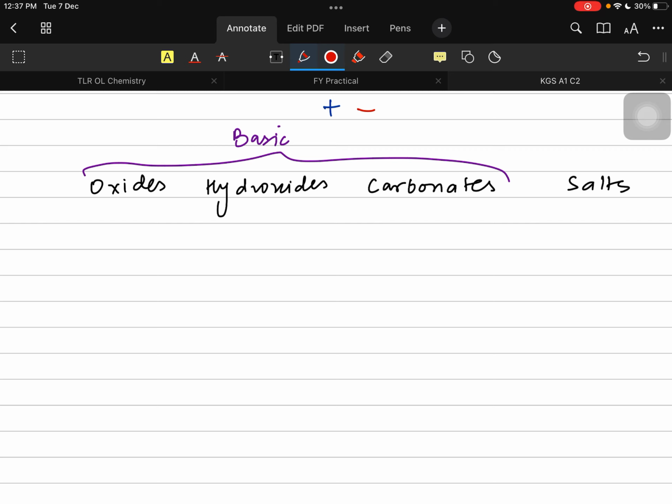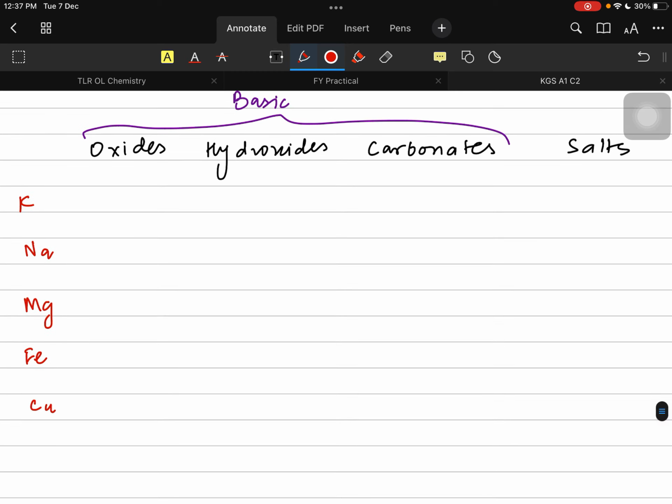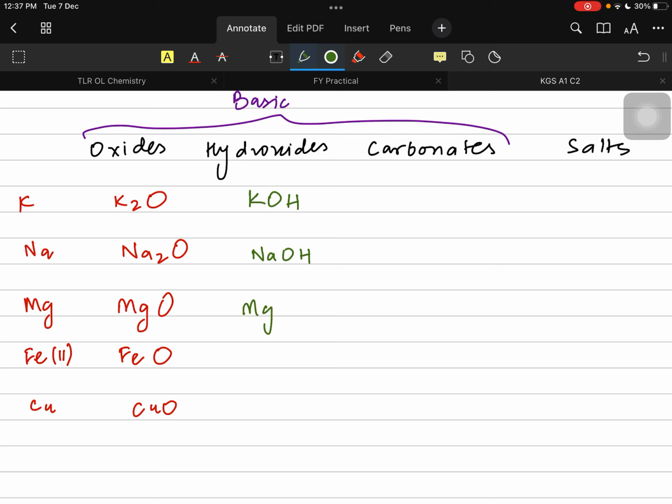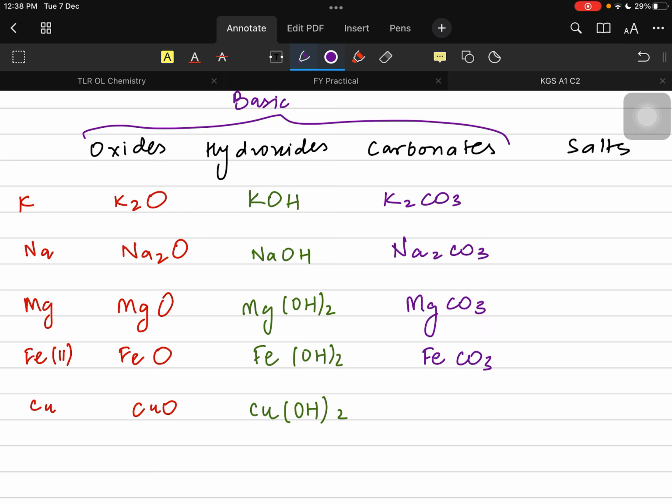For example, I'm taking 5 metals for example: potassium, sodium, magnesium, let's suppose iron, copper. So for example, potassium oxide is K2O, sodium oxide is Na2O, magnesium oxide, iron 2 oxide, because iron has a possibility of making +2 and +3 charges, copper oxide. They're all basic in nature. Similarly, they can form hydroxides as well. So the hydroxides are going to be like potassium hydroxide, sodium hydroxide, magnesium hydroxide, iron hydroxide, and then for example copper hydroxide. Carbonates are going to be another category. So for example, potassium carbonate, sodium carbonate with a similar chemical formula, for example magnesium carbonate, iron carbonate, and then obviously copper carbonate. These are all basic characters. These are all basic species. So they are not salt.